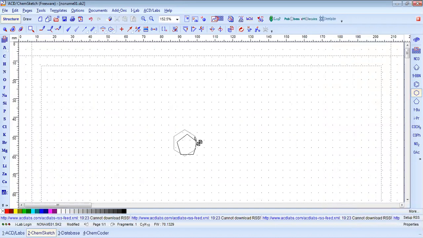So take six-membered ring, second, third, fourth, and fifth. So one five-membered ring surrounded by the five six-membered rings. So now remove this gap by using the select move tool, and drag this carbon or CH2 group over the other CH2 groups.